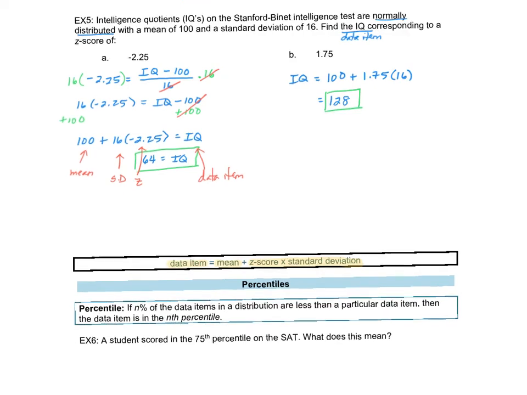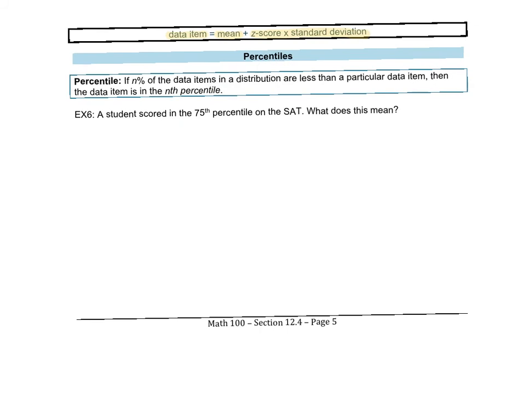All right, next thing I want to talk about is percentiles, and I'm sure you've heard that term percentile. So when we talk about a percentile, if you have n% of data items in a distribution that are less than a particular data item, then the data item is in the nth percentile. So that's just a lot of words. What does that mean? Okay, so first of all, when we say less than, that means below. So it's the percent below a particular data item.